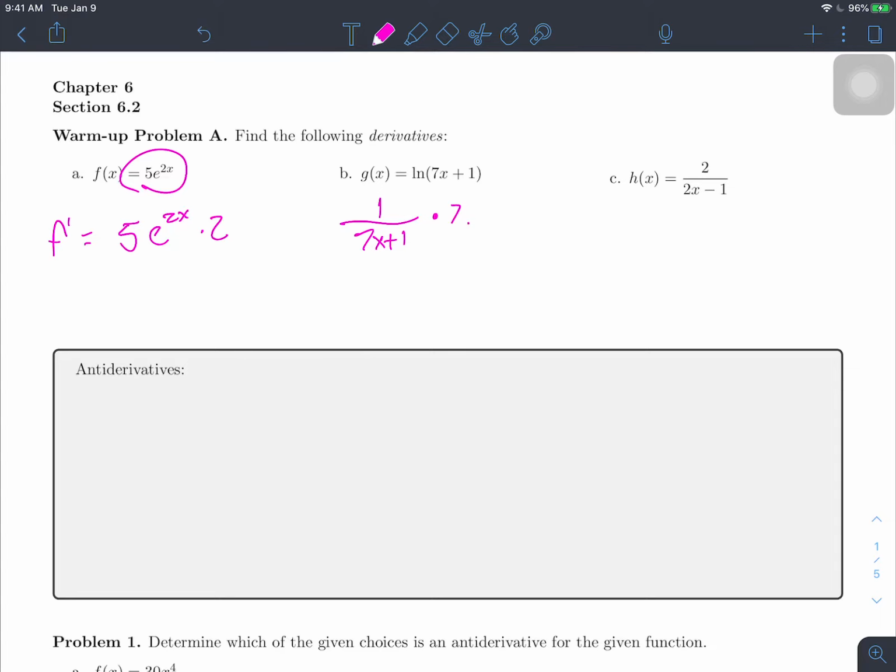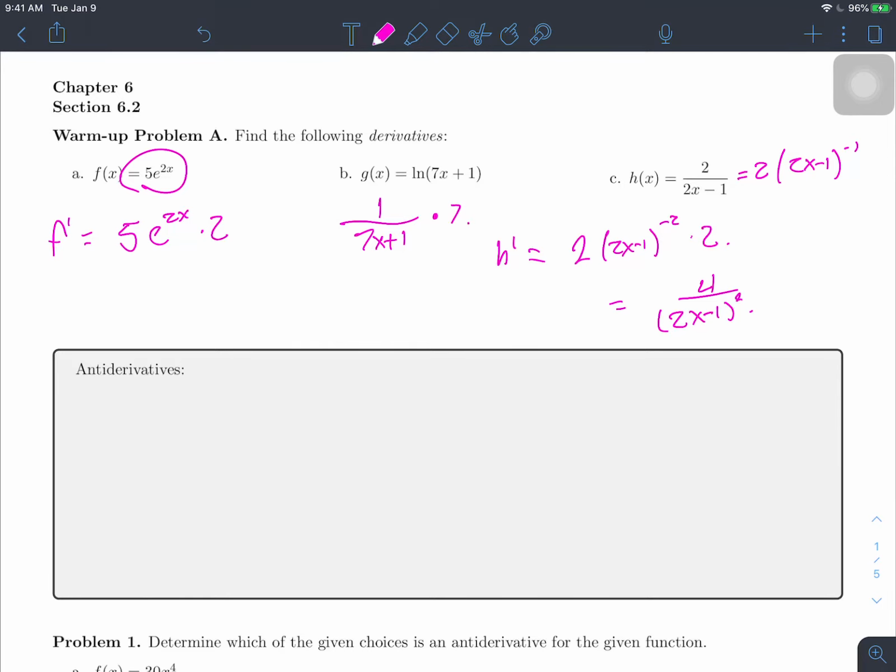I'm going to rewrite this as 2 times (2x minus 1) to the negative first power. I'm going to treat this as a chain rule problem where I'm plugging in 2x minus 1 into the function 2z to the negative 1. If I want to find that derivative, the 2 is just going to float. And then I'm going to rewrite 2x minus 1 to the negative second power, and then I'll multiply by 2. So I'll get 4 over (2x minus 1) squared.